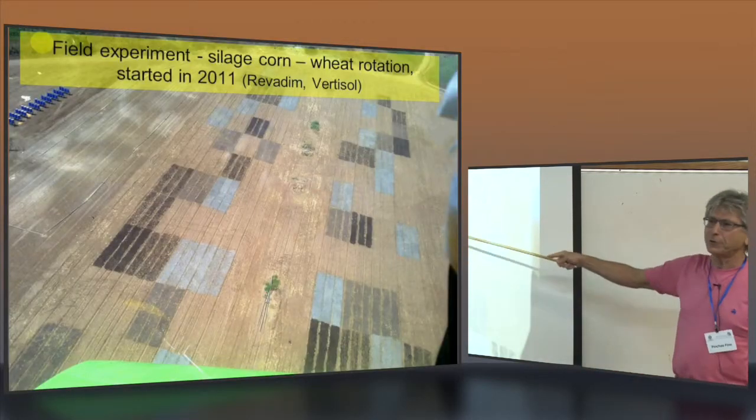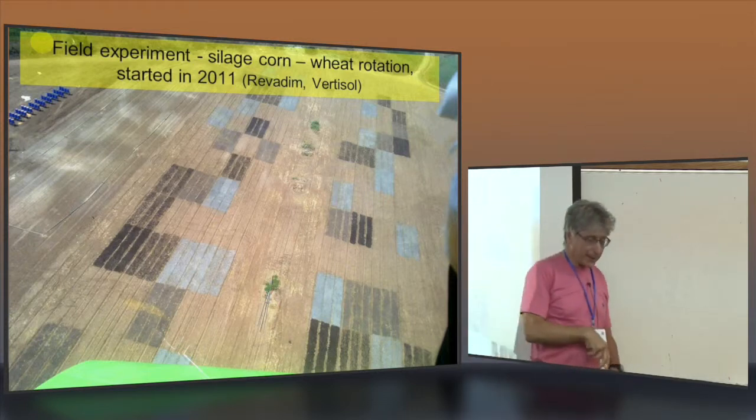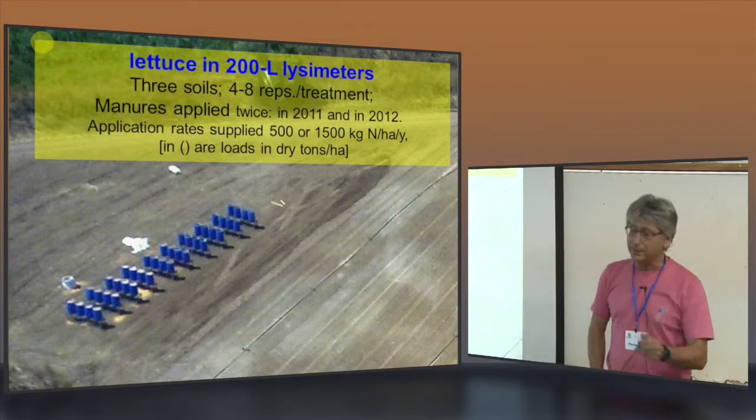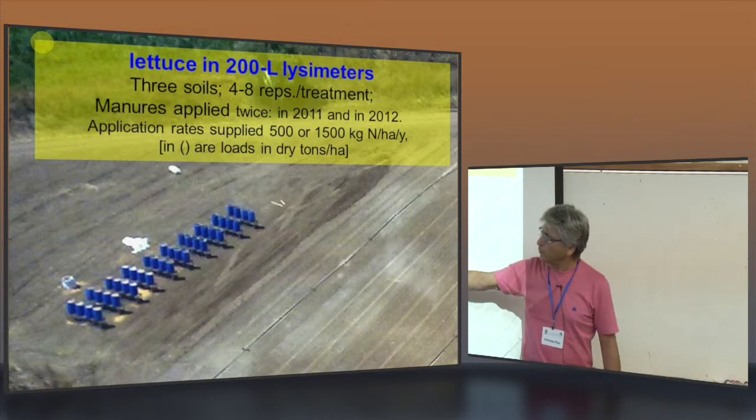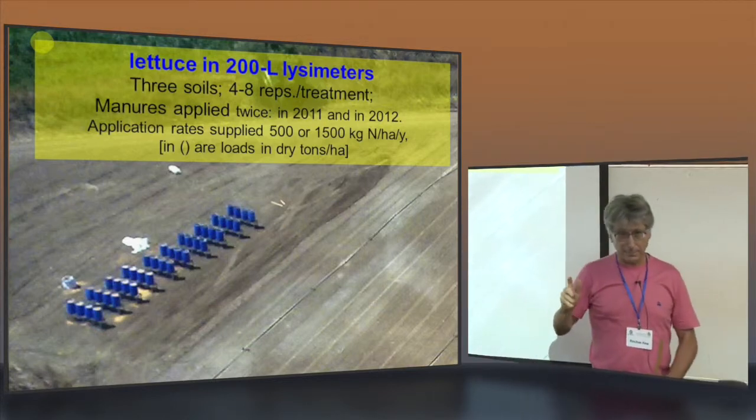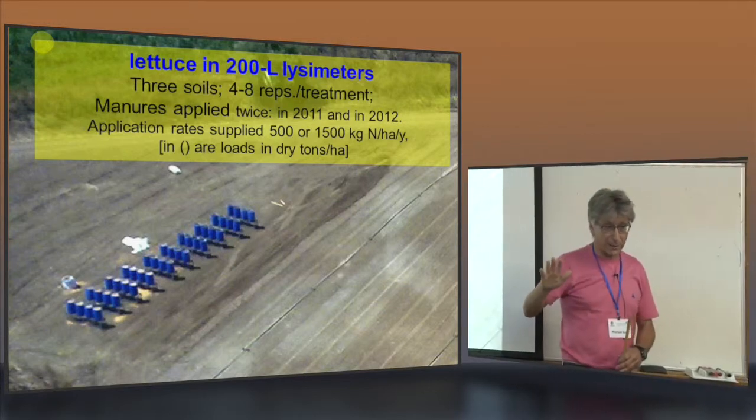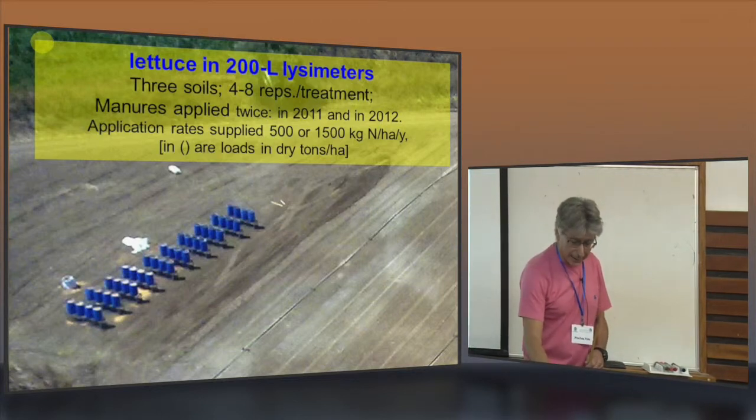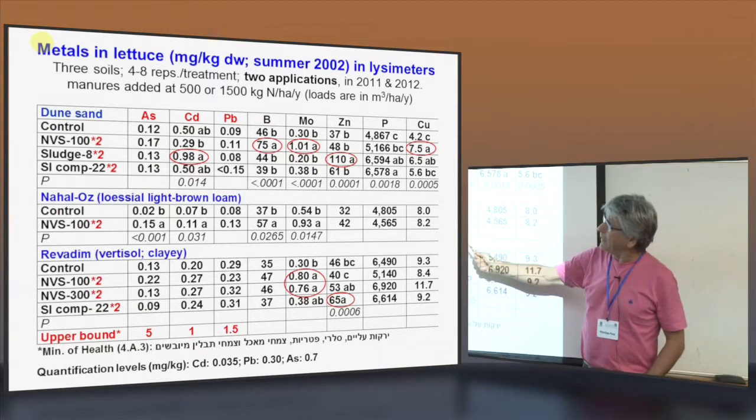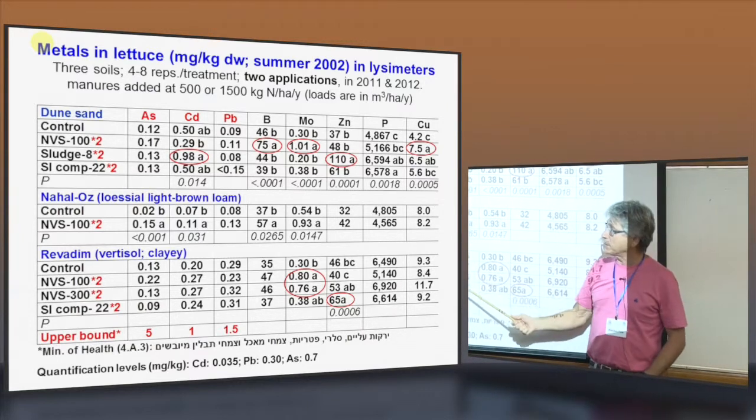Trace elements. We have a huge field experiment which is now in its fourth year. But what I want to show, and we'll see more tomorrow, is from this lysimeter experiment that Roy, who is here, conducted. 220 liter lysimeters, and we mixed the upper layer of the soil with three sludges: compost, raw sludge, and enviro soil. And we had four seasons of lettuce, two summers, two winters, with three applications, repeated in spring. Arsenic, cadmium, and lead, and other elements in sand dune, in loessial light brown loam, and in a vertisol. These are the three soils.